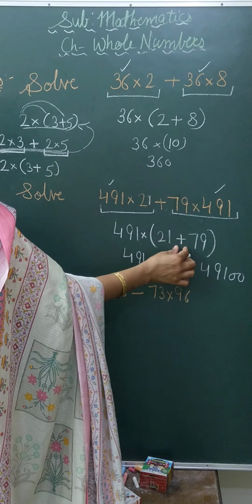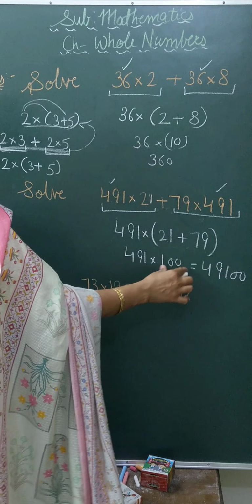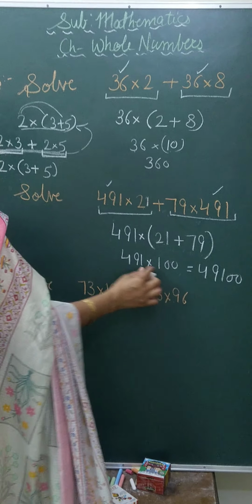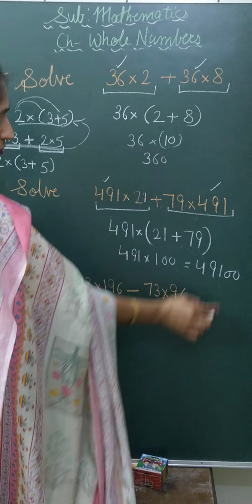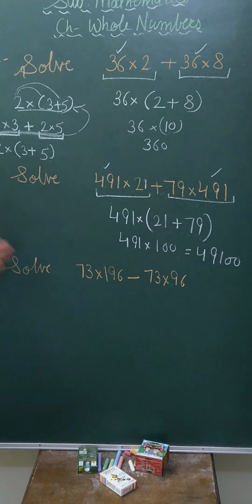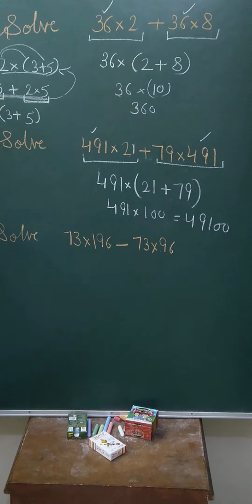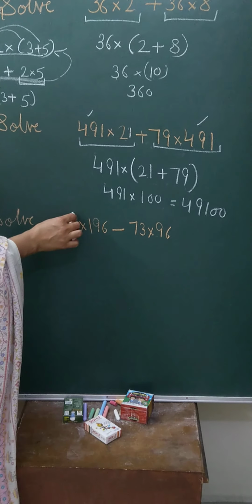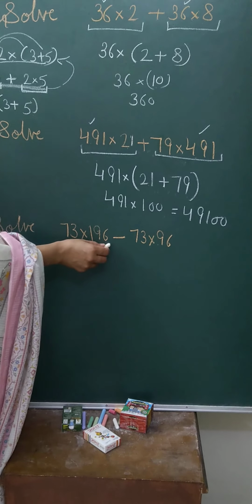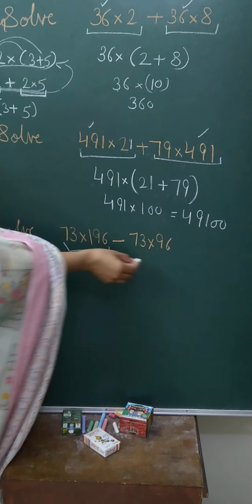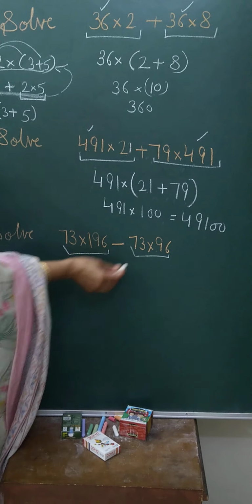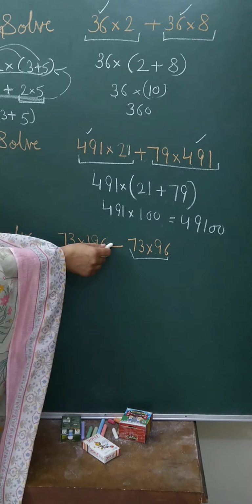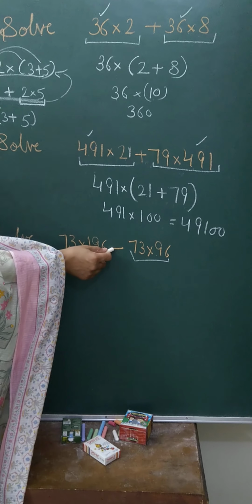Then you put the in-between sign. You get 21 plus 79. That makes 100. So it is 49100 on multiplication. This is your third type of question. Sometimes you are able to find the guessed number. Like here in the first pair you have this and this is your second pair. And the in-between sign is that of subtraction.